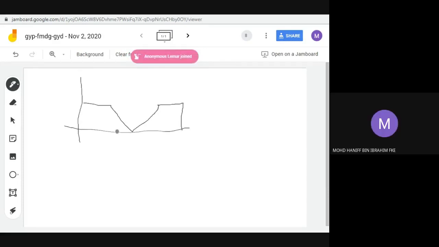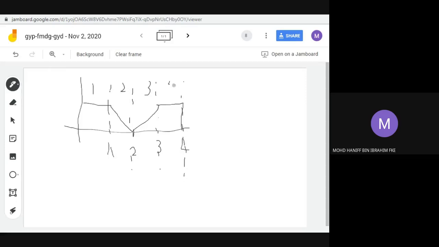Yes, yes, Doctor. Okay, so this is 1, this is 2, this is 3, and this is 4. So you have to divide into regions. This is region number 1. Sorry, I just use a mouse, sorry for that, but hopefully you can understand that clearly. This is region number 1, region number 2, region number 3, region number 4.